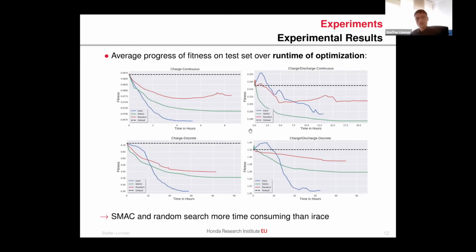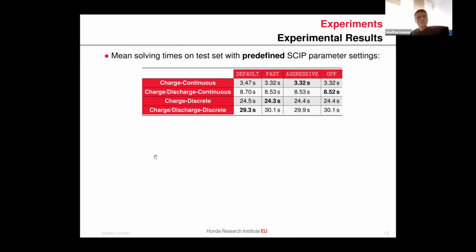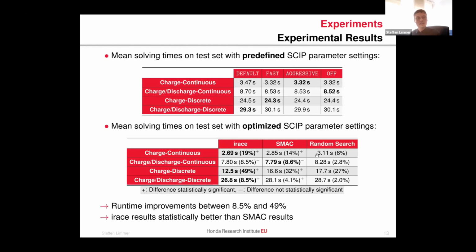Yeah, so all 3 approaches find better settings than the default settings. What does this now mean exactly for the solving times? You can first see for the 4 problem variants, the mean solving times on the test set with the 4 predefined parameter settings of SCIP. You can see that there's actually no big difference between the different settings. And here you can see the mean solving times with the parameters optimized with irace, SMAC, and random search, together with the average percentage improvement compared to the best predefined setting.